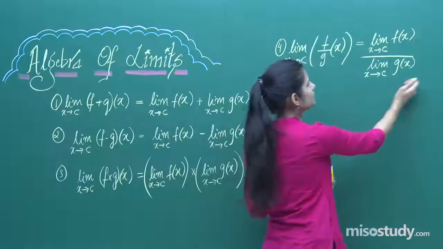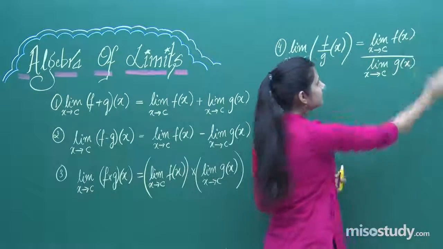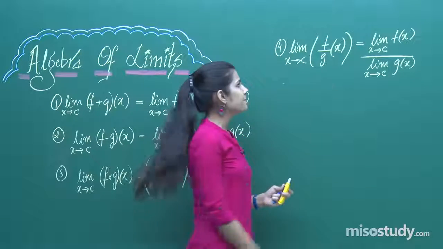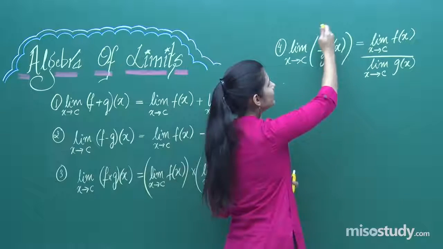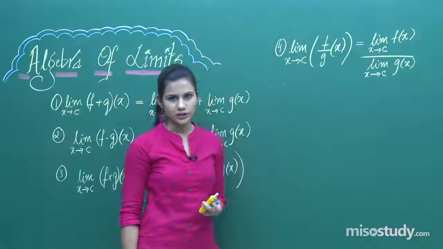Provided this limit is non-zero, this complete limit is a real number, and provided g(x) is not an identically zero function, f by g is a well-defined quotient function.